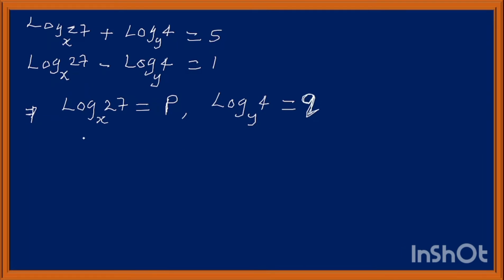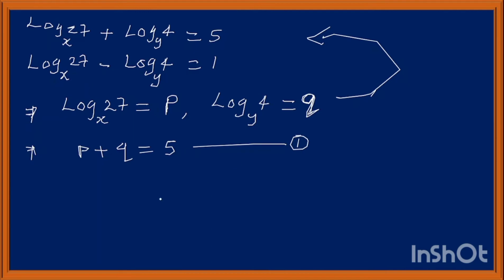So we can substitute now into the original equation given to us. In place of log 27 base x, we put in p. So this is p plus log 4 base y, which is q, and this is equal to 5. This is equation 1. The same thing happens here: this will be p minus q, and this is equal to 1. I call this equation 2.